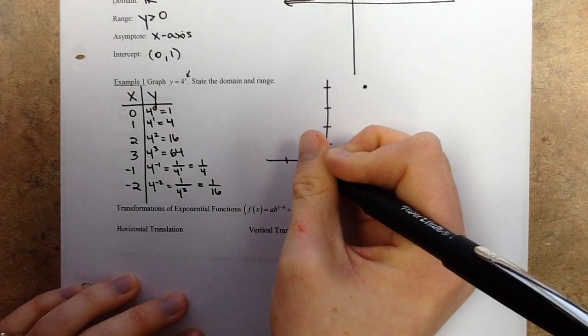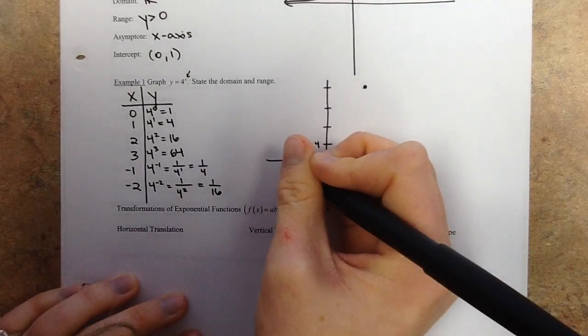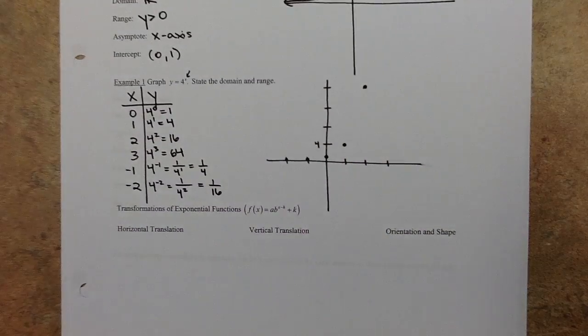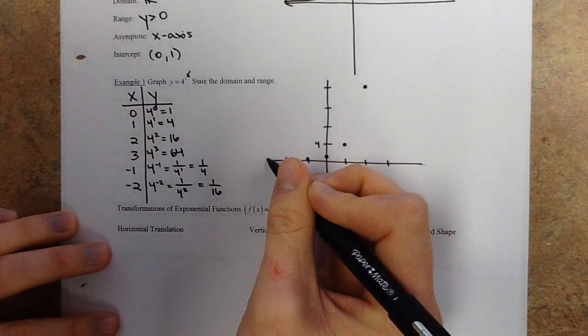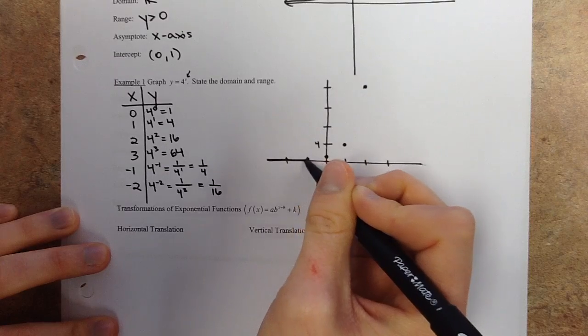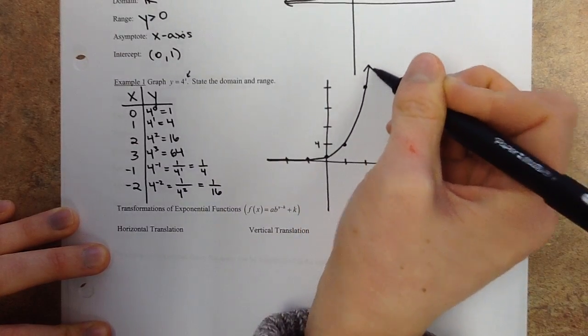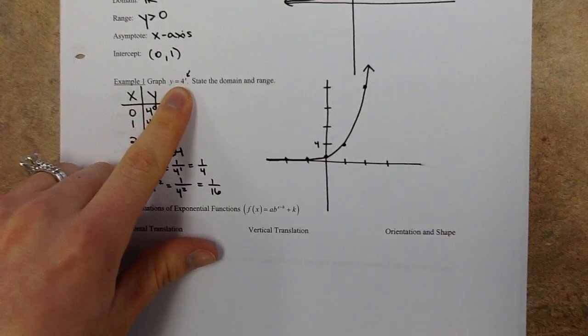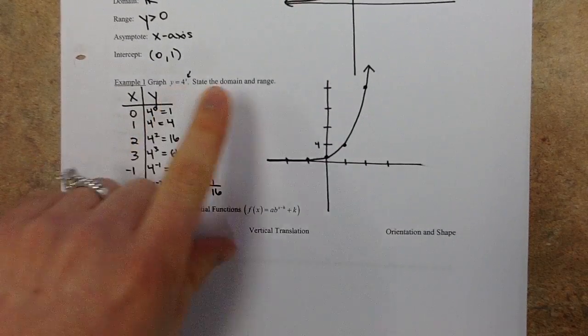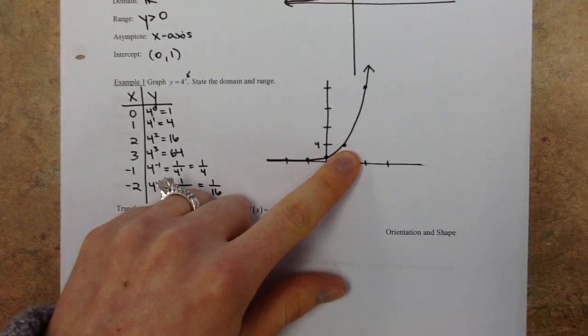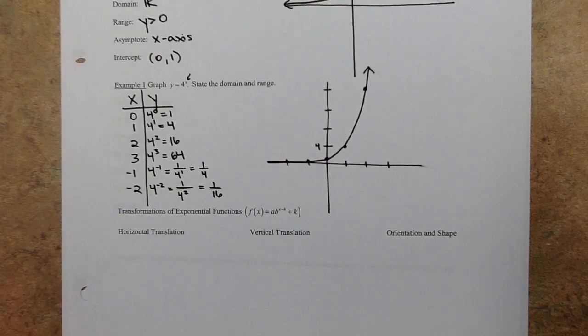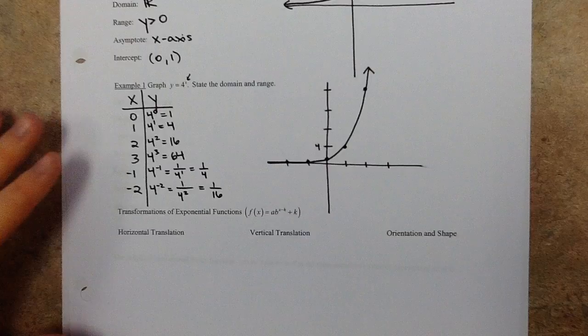-1, we're at 1/4. So a very teeny little fraction, and this is an even teenier little fraction, the 1/16. So it just skids along the x-axis, which is why we call that an asymptote, and then this one shoots up very, very quickly. All right, the bigger this number is, the faster it grows. So 4 grows very quickly, 5 would grow even more quickly, 6 would grow even more quickly, etc.